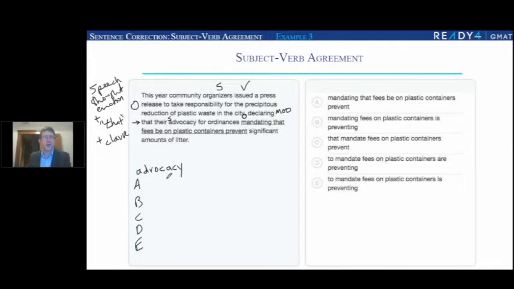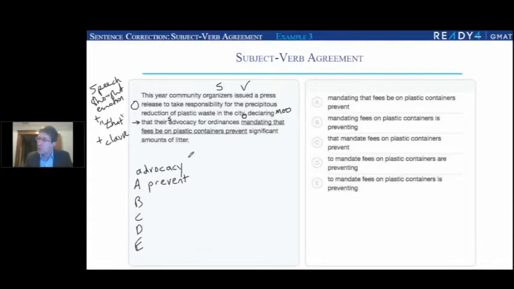Yes. And I thought this was a very hard problem the first time I saw it, because I didn't quite make the link between advocacy and preventing. And so that's what the organizers are doing. The organizers are saying our advocacy has prevented this litter. They're taking credit for this. They want to say that their advocacy prevents it or something like that.